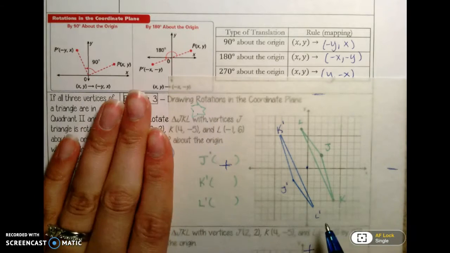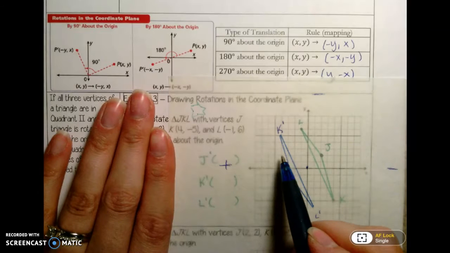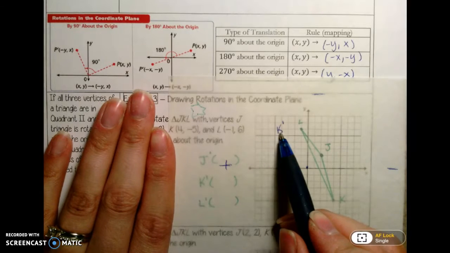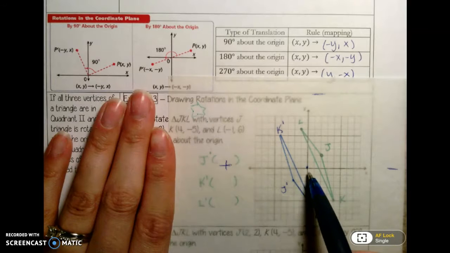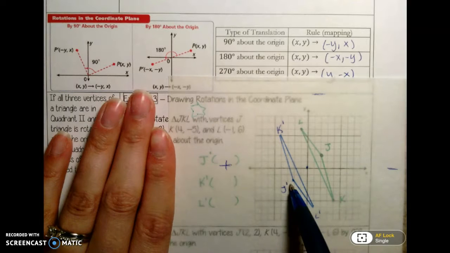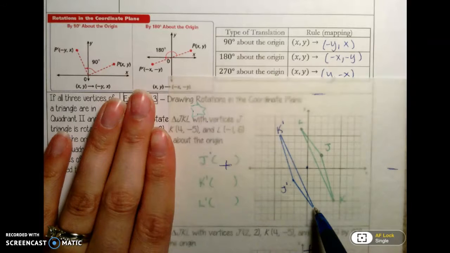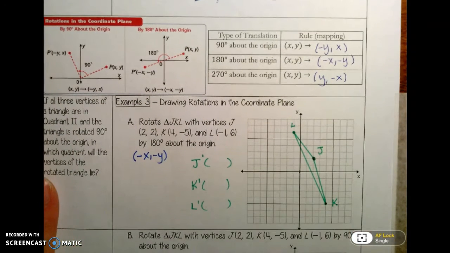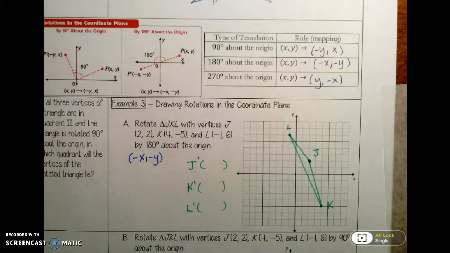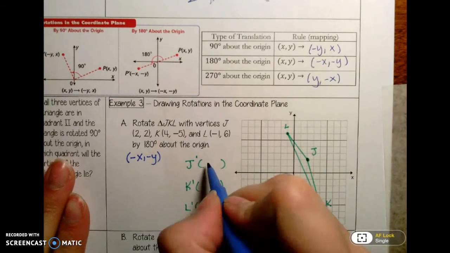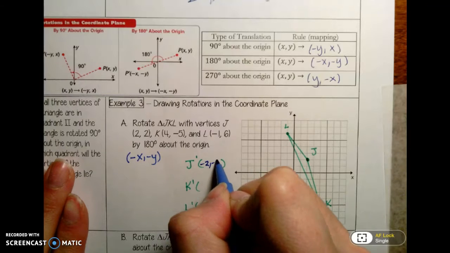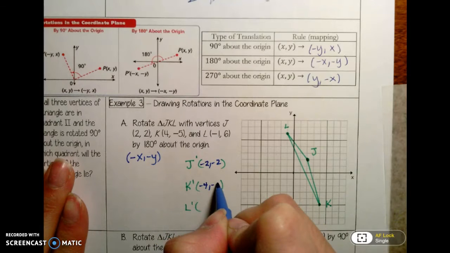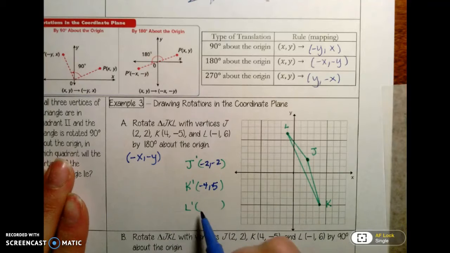All right, so there is our K prime up here at (-4, 5), and then our J prime is there at (-2, -2), and our L prime is there at (1, -6). And so you can go ahead and fill all those points in and then draw your actual triangle on the coordinate plane. But as you can see, it does follow our rule that we originally started with.